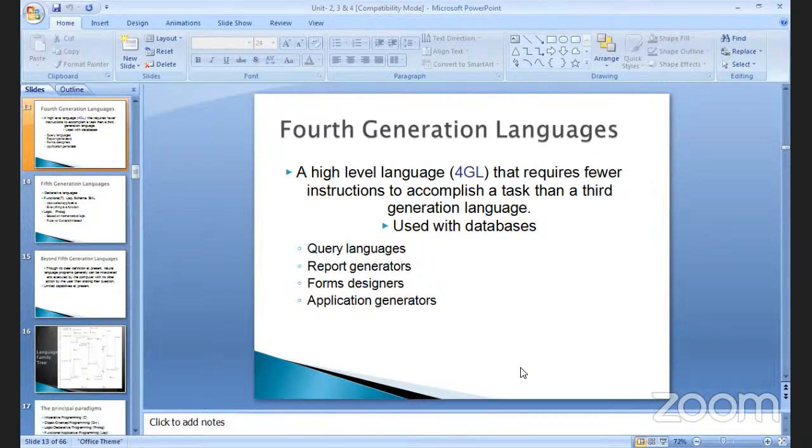In the fourth generation languages, which are close to high level languages, few instructions are required to accomplish a task compared with the previous languages. Here we will use databases. Without a database, we cannot write programs here. Examples are query languages, report generators, and forms designers, and finally we use them for application purposes.